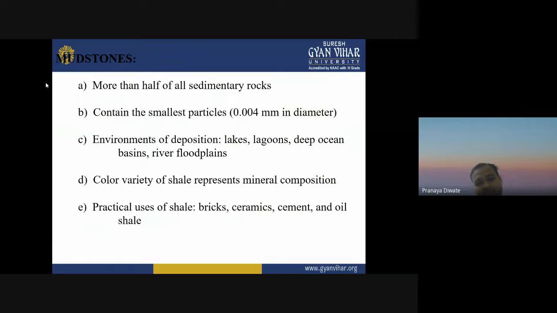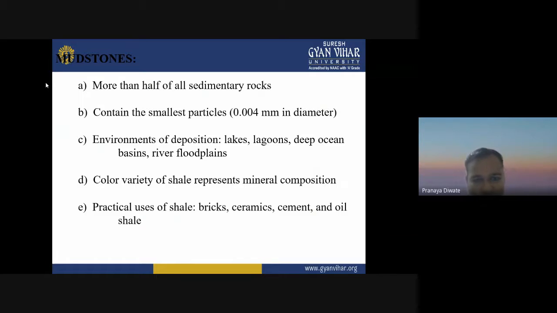Mudstone is mostly deposited in lakes and lagoons, where you have a calm environment. Mudstone cannot form where you have a very high energy environment. It requires a very calm and steady environment to deposit. The environments of deposition are lakes, lagoon, deep ocean basins, river floodplain.